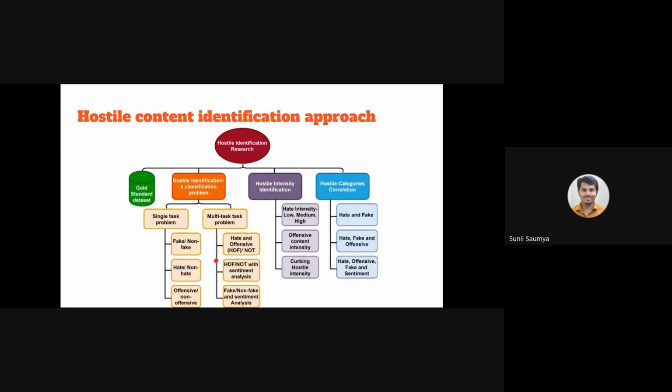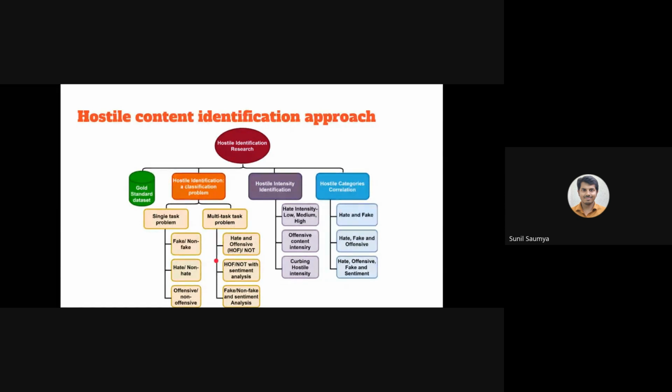Now, what the researchers have done is develop a way to identify this hostile content. It is necessary. All of us know that these posts need to be identified as quickly as possible, because they can lead to many bad consequences. So it is essential to identify them. All of us agree with that, and at the same time, we also agree that these posts cannot be identified on a manual basis.